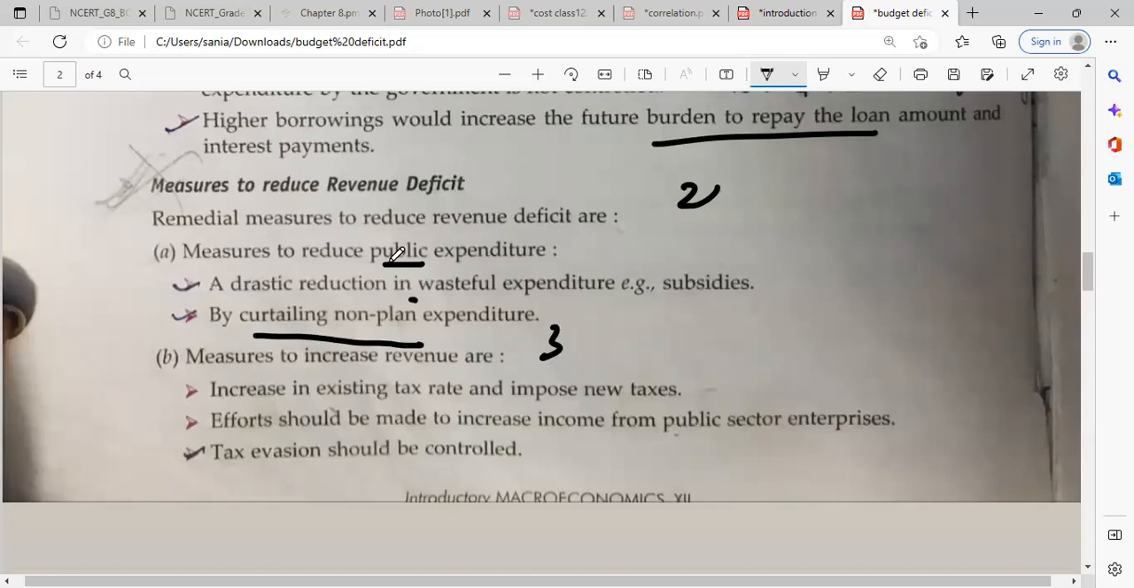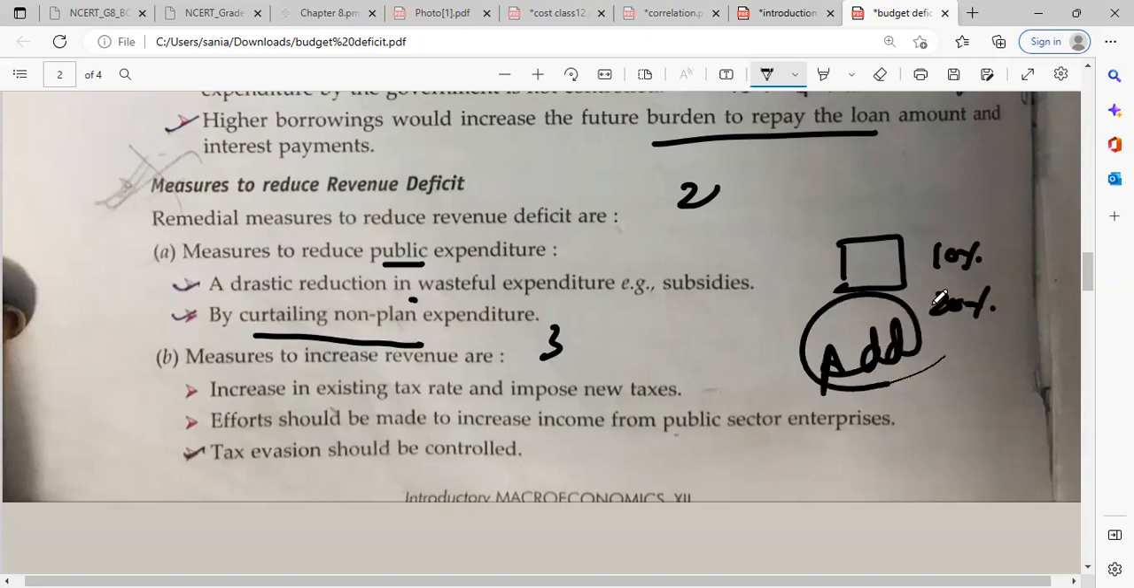Then next is measures to increase the revenue: increase in existing tax rate and imposing new taxes. Now government needs money. So for example, earlier you had to pay 10% tax, right? Government will increase that 10% tax to 20%, or government will add a few new taxes, right? So because of this, now government will get more money. Plus over here, to increase the income for public expenditure, government will find ways so that the government sector will get more and more money.